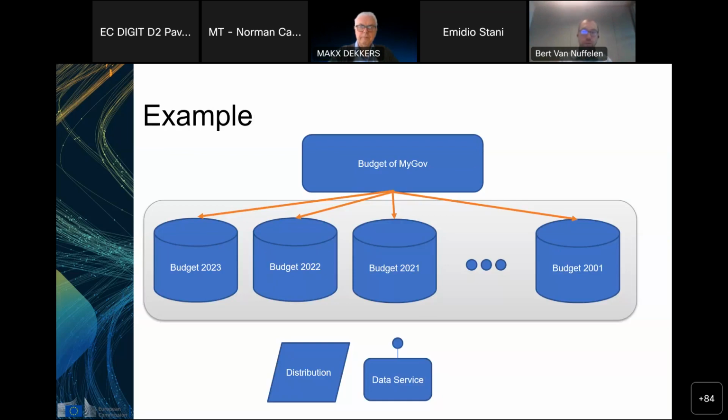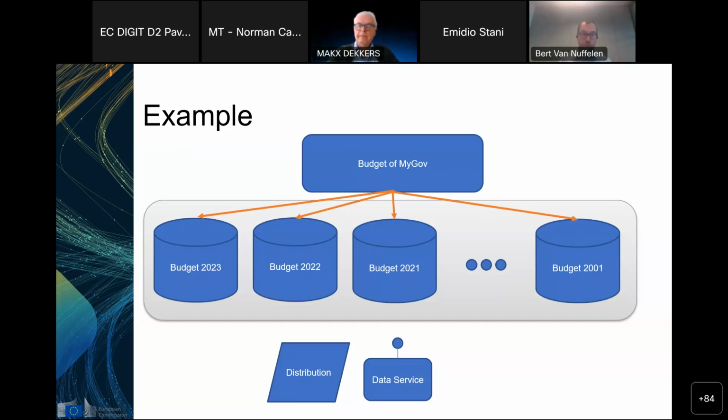You have the notion of budget information of a government, and then every year, as depicted here, there is a report and a nice table created showing how the budget is distributed around the different spending posts. And every year there's a new version that's coming out.